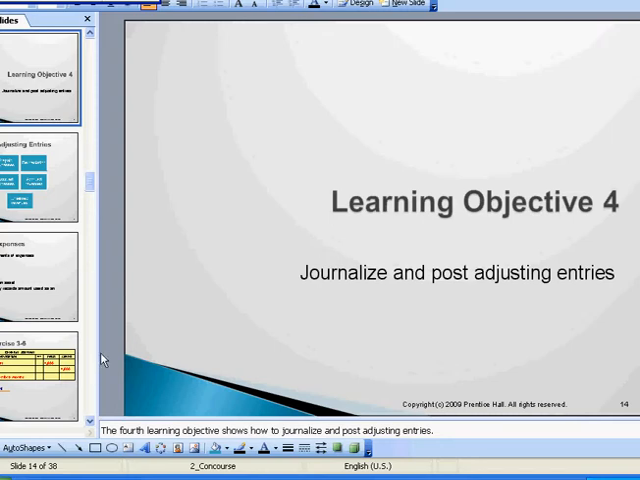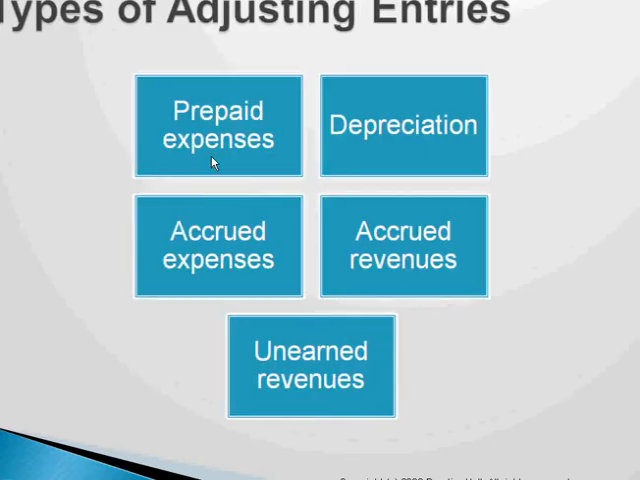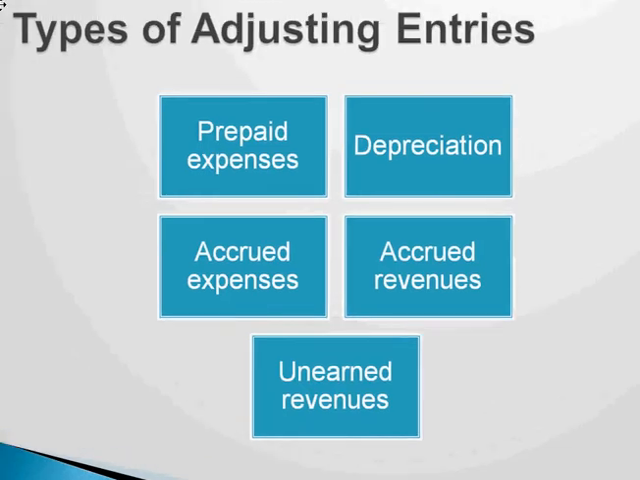Our fourth objective is to journalize and post adjusting entries. Okay, so what types of adjusting entries could we have? We could have adjustments to prepaid items such as rent, prepaid insurance, and supplies.